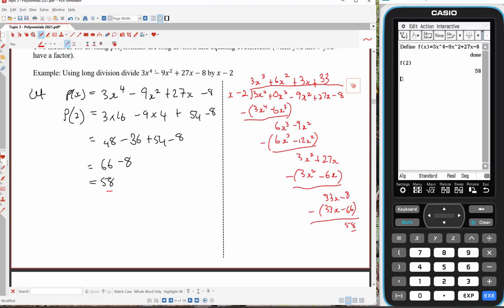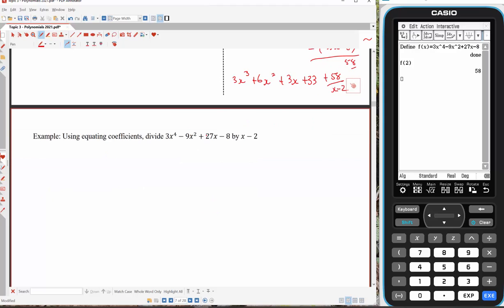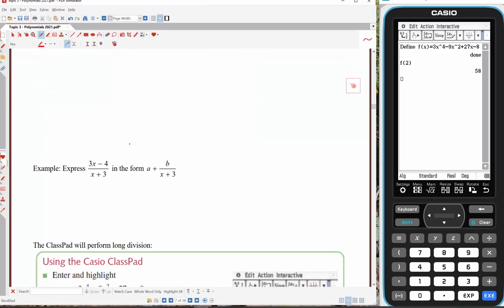Alright, so we'll state what happens when I divide it. So x take 2 goes into that this many times with this much remainder. So we're going to say that the quotient is 3x cubed plus 6x squared plus 3x plus 33 plus the remainder, which is 58. And what we were trying to do is put x take 2 into that. Alright, using equating coefficients, divide that by that. So it's the same problem, except it's a different technique. Alright, and what I did was I skipped that one, and I'm going to go back to that one later.